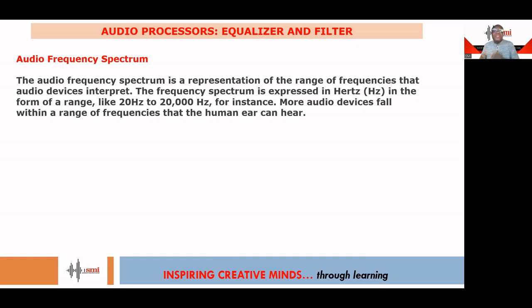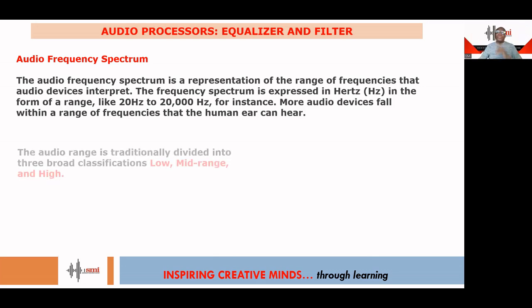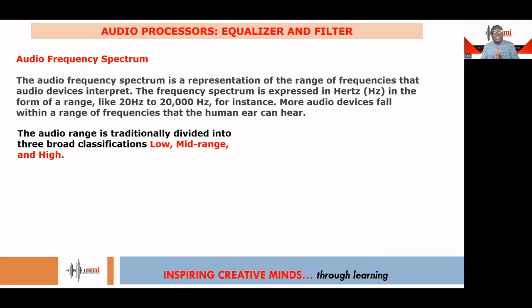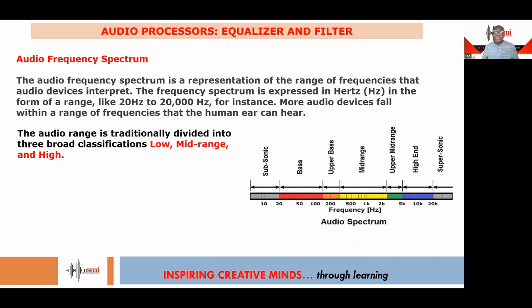Most audio devices fall within a range of frequencies that the human ear can hear, because we use our equipment to process audio that is audible. So most of our audio equipment responds to frequencies within 20 Hz to 20 kHz. The audio range is traditionally divided into 3 broad classifications. This is also part of what we see in equalizers. We have the low, mid, and high.